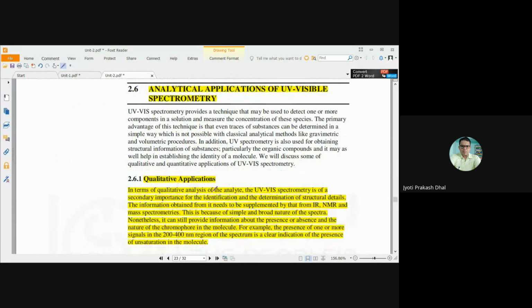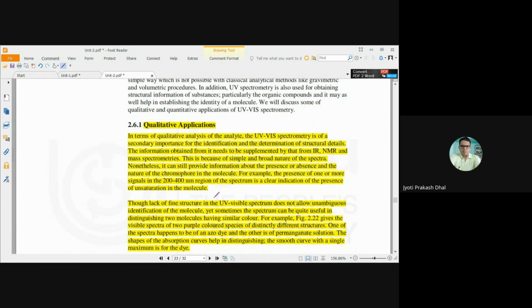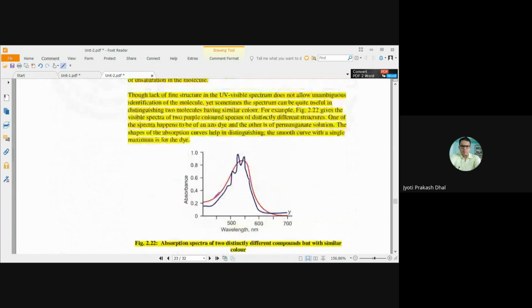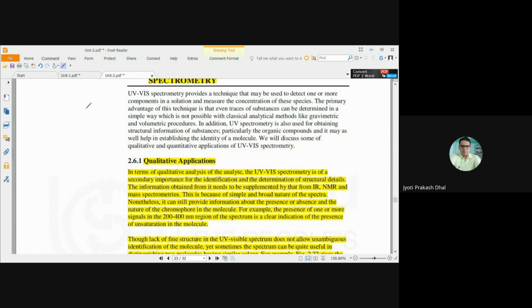Now coming to the analytical applications of UV visible spectrometry. Both qualitative and quantitative applications are there. So this is the last part. The last part of this application we will discuss tomorrow. Okay.